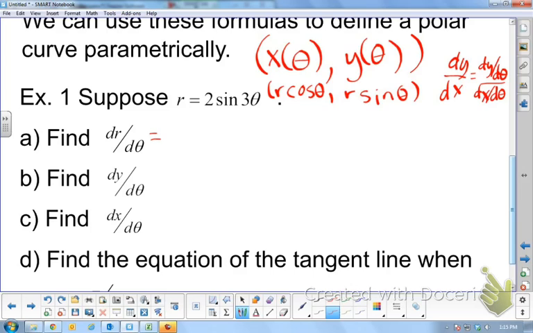Derivative of 2 sine 3 theta. Is that calculus? Yes. 6 cosine 3 theta. Why did Emma say 6? Because the 3 you have to multiply by the 2. Chain rule.